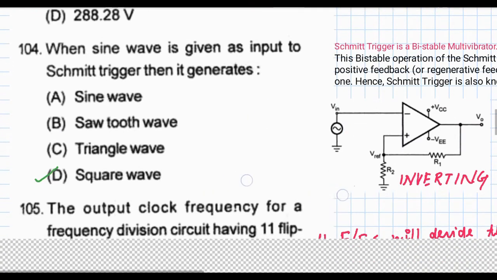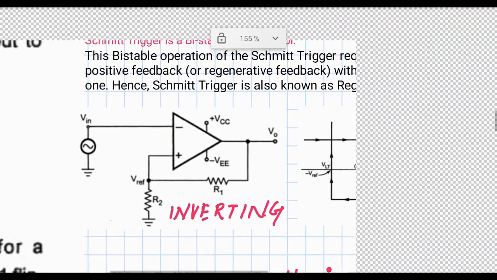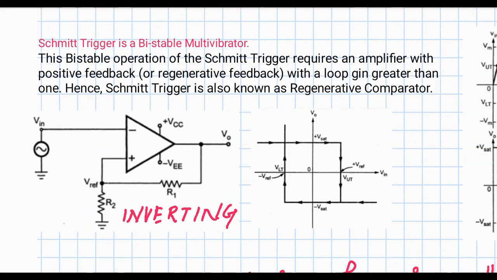Next one is, when a sine wave is given as input to a Schmitt trigger, then it generates: option A, sine wave; option B, sawtooth wave; option C, triangle wave; option D, square wave. So the Schmitt trigger circuit is like this, and this is a bistable multivibrator.